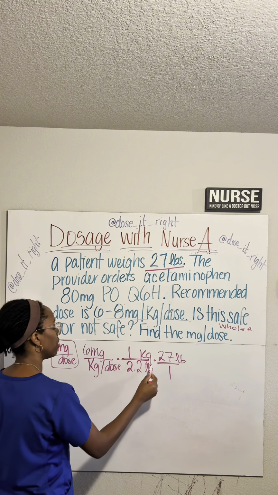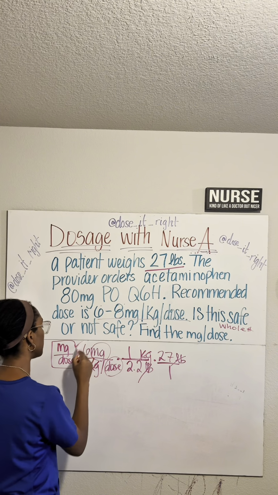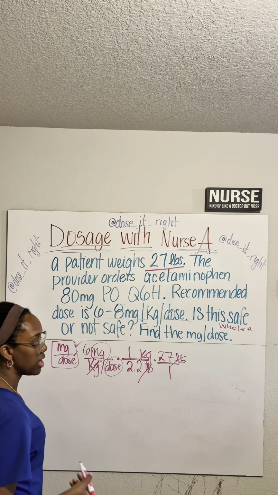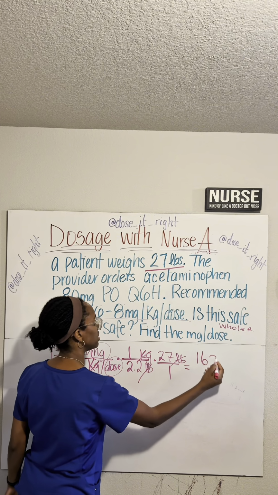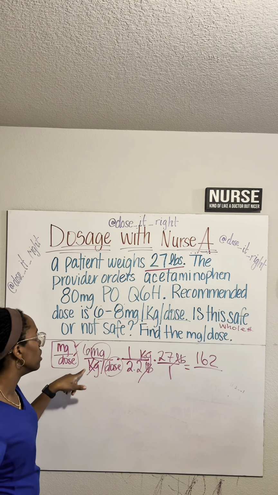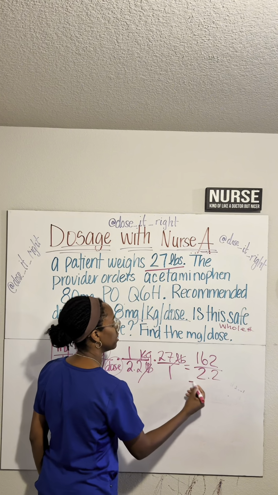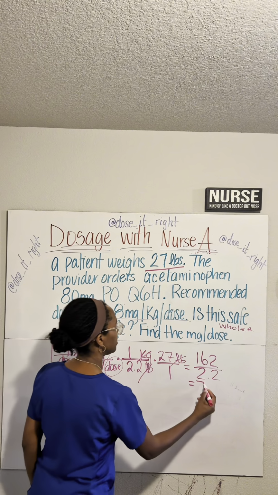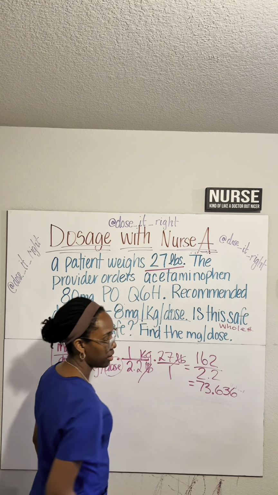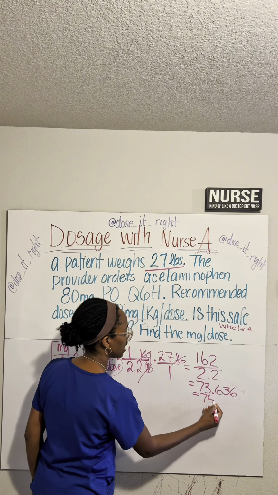Now let's cross out. Pounds, pounds, kilogram, kilogram. We're left with milligrams over dose. And that's exactly what we're looking for. So 6 times 1 times 27 equals a total of 162. There's nothing in front of the kilogram and dose, so you just put it as 1. So 1 times 2.2 times 1 equals 2.2. This will equal a total of 73.63. And they want us to round to the nearest whole number. That will equal a total of 74.